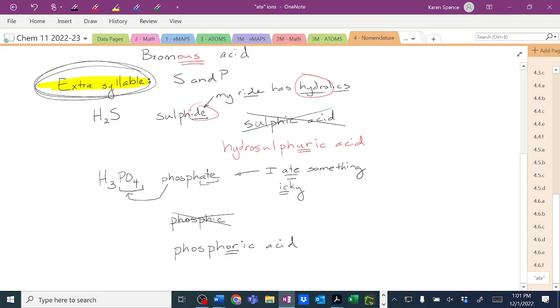The nice thing about the extra syllable, if you don't know what to put in there, is it's always either a UR or an OR. And if you don't know which one is which, the UR goes with the sulf, which has a U, and the OR goes with the phos, which has an O. Okay? Does that feel like enough of a review for now? Okay.